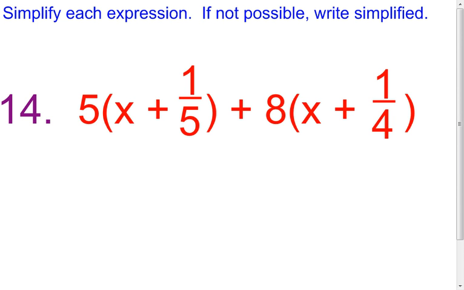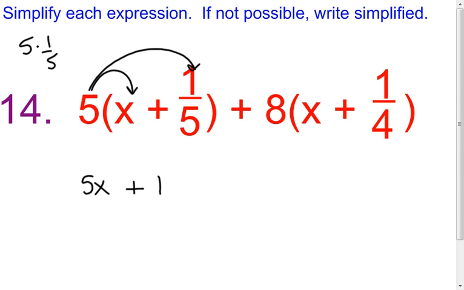All right, on the next one, I know they have fractions, so don't freak out. Okay, here we go. 5 times x, we know is 5x. 5 times 1/5. Now remember, multiplying by 1/5 is really the same as dividing by 5. So 5 divided by 5 is just 1. Or if you want to multiply it out up here, remember those 5s cancel and you just get 1.